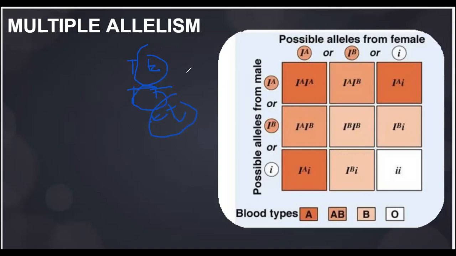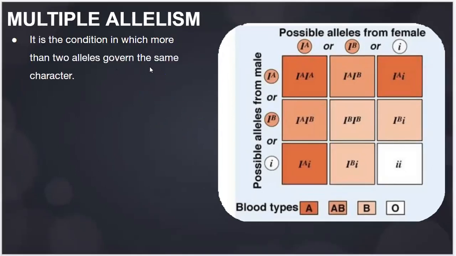But there are certain examples, certain scenarios in plants, humans, animals, wherein a gene can have multiple alleles, more than two. More than two, so let's take three. Okay, here the example is your blood group. So, in which more than two alleles govern the same character.